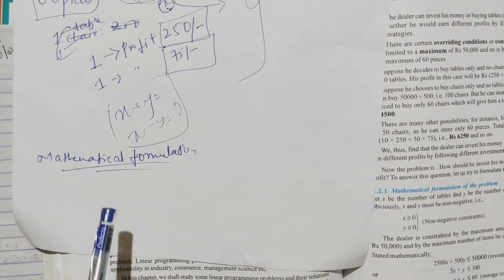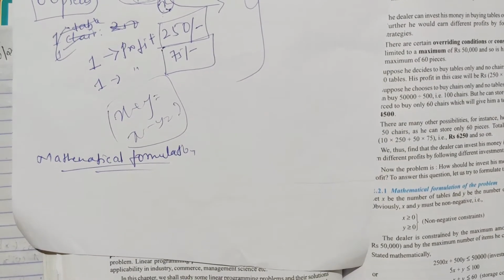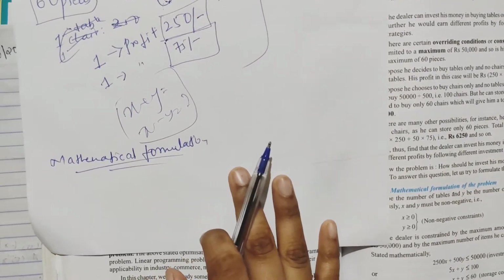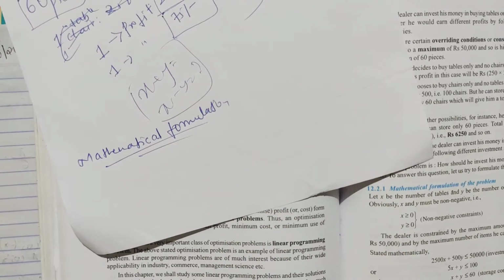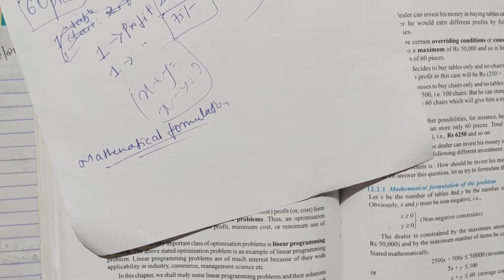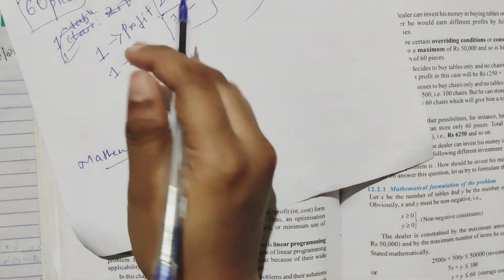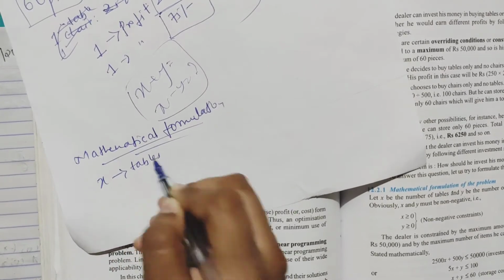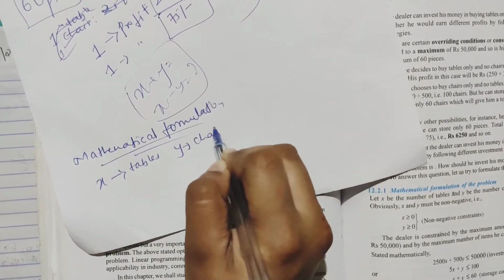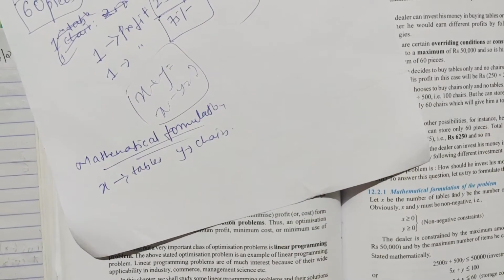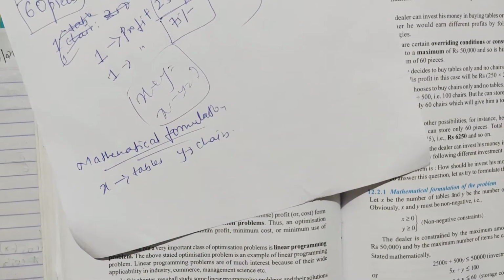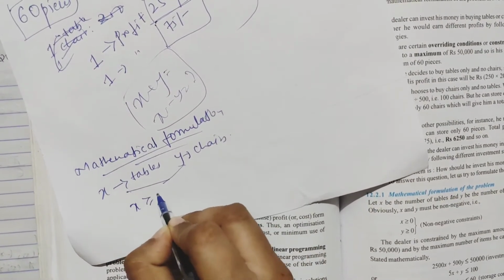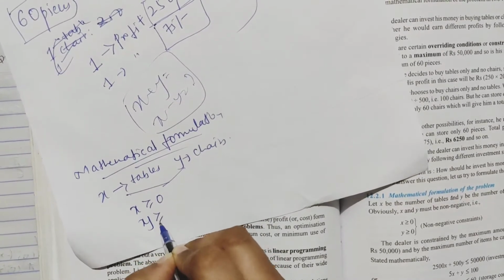So for this question, the mathematical formulation, how do we do it in a mathematical way. We are taking this from the textbook, because most of you probably don't have it, and I can't write all that big thing. So let x be the number of tables, and let y be the number of chairs which the dealer buys. Here x and y should be non-negative. This is very important. Non-negative means greater than or equal to 0.